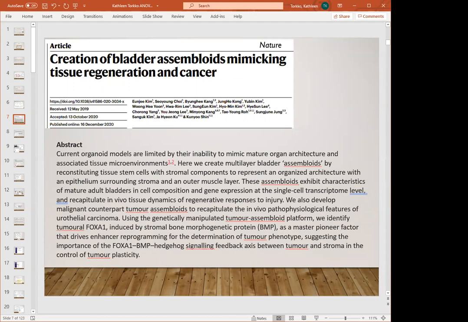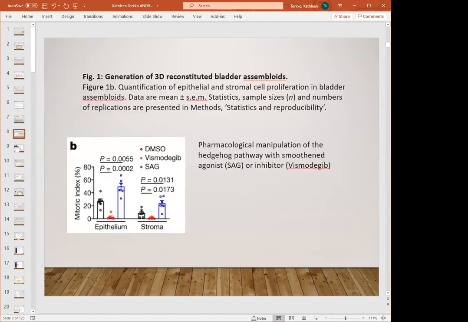And I'm not here to judge the science. I'm here to talk about the statistical analyses they did in their paper. Specifically, I'm looking at figure 1B, where figure 1 is the generation of 3D reconstituted bladder assembloids. Figure 1B is the quantification of epithelial and stromal cell proliferation as measured by a mitotic index in these bladder assembloids. They explain the error bars and the measures of effect as mean and standard deviation.